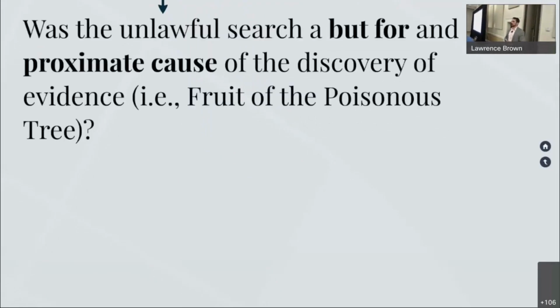This is the fruit of the poisonous tree question, and I will tell you, I hate the phrase fruit of the poisonous tree. I know it's the legal doctrine that we all know about, but conceptually, I just have issues with it. It doesn't make a lot of sense.